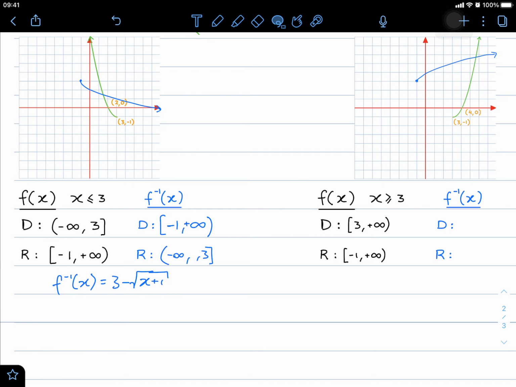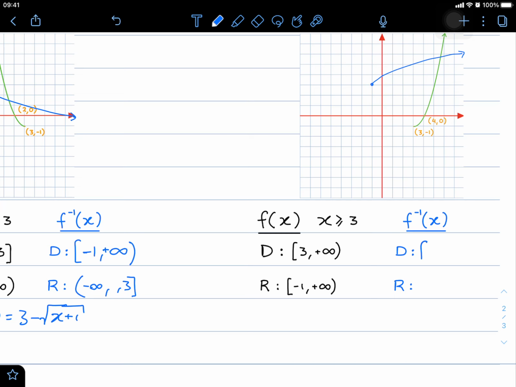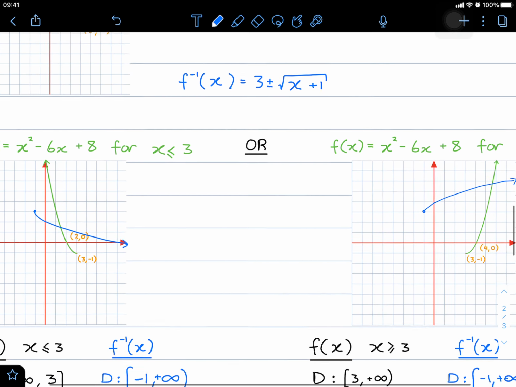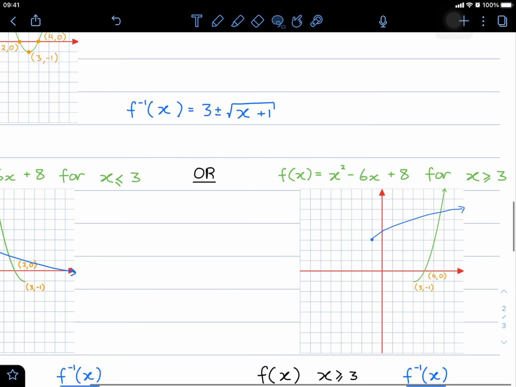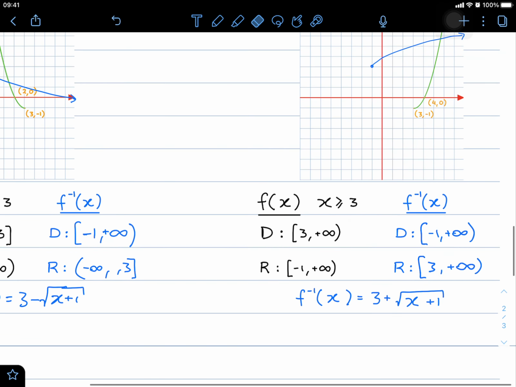And there's our inverse function now. And for this, I think you get the idea that we can switch these around. So its domain is going to be -1 to +infinity, and its range is going to be from 3 upwards to +infinity, because it starts at 3 and it goes as high as +infinity. And the inverse function of this one is the positive version. So let's just copy this and get rid of the negative.